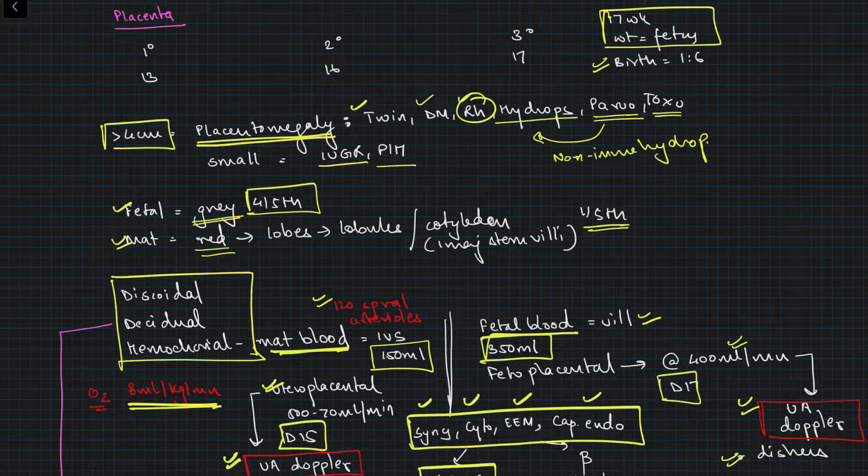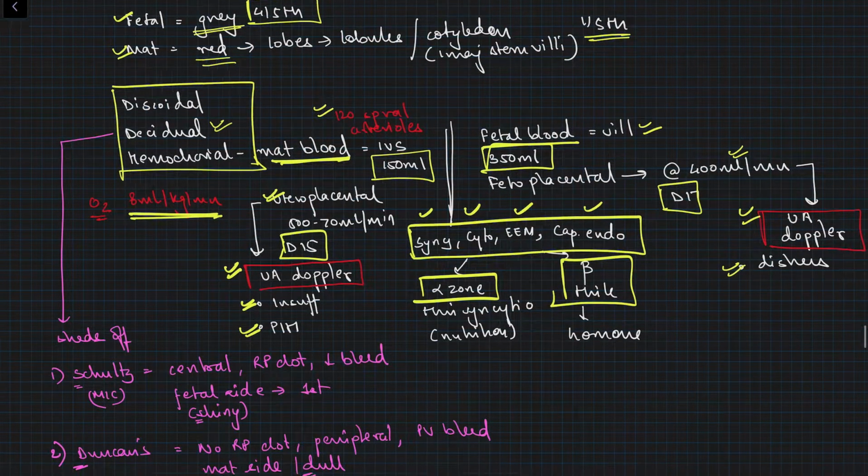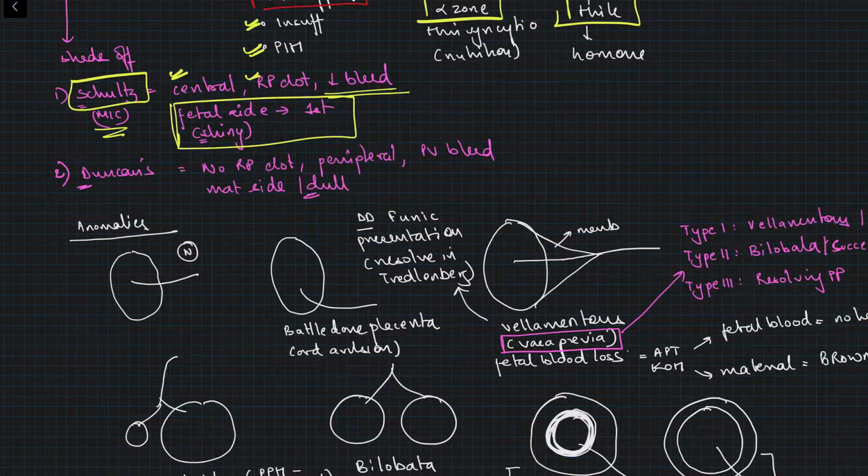It is divided into two zones: alpha zone, which consists of syncytiotrophoblasts and is responsible for nutrition, while beta is the thick part that is responsible for the hormone secretion. Then decidual means that it sheds off. So the methods of placental separation are Schultz and Duncan. Schultz is the most common. Here it separates from the central part, and there will be presence of retroperitoneal clots. The bleeding will be less, and the first to come out will be the fetal side, that is shiny. Remember, S for shiny, S for Schultz.